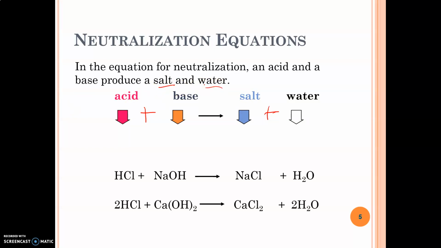And here are some examples. When you react hydrochloric acid plus sodium hydroxide, it gives common salt, sodium chloride, plus H2O. Another example, when you react hydrochloric acid with calcium hydroxide, it gives calcium chloride, which is also a salt, a calcium salt, plus H2O.